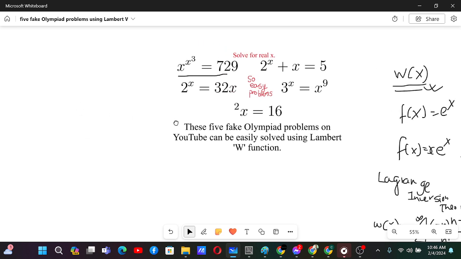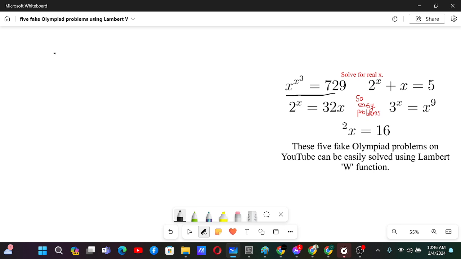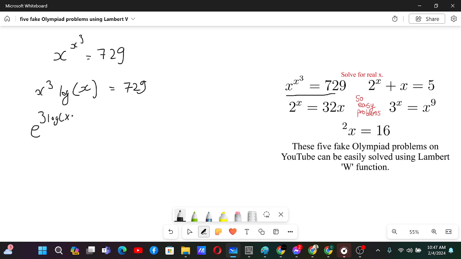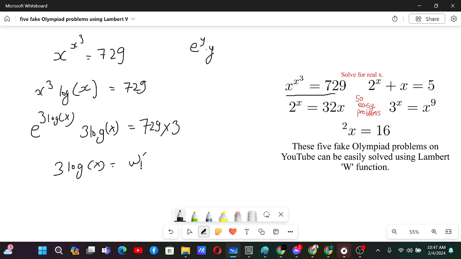Let's begin with the first problem. The first problem is x to the power x cube equals 729. Now if we take log on both sides, we will have x cube log of x equals log of 729. Now this x cube is e to the power 3 log x. If we also make it 3 log x here, we also need to multiply the other side by 3. Now this is in the form e to the power y times y. So if we just take the inverse on the other side, we will have 3 log x as Lambert W of 729 into 3.